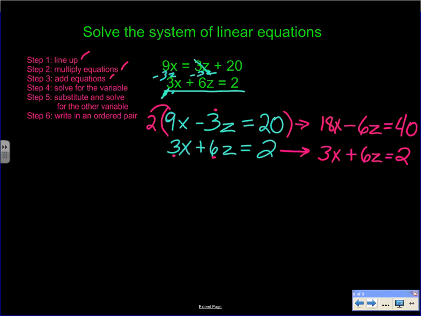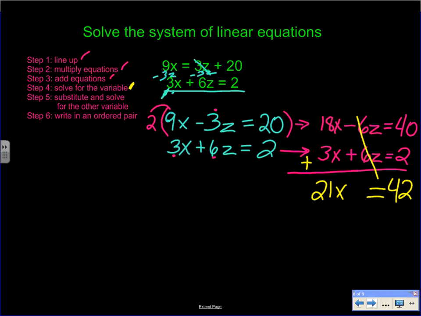Step number 3, add the equations. So we can go ahead and add the equations. Bringing back yellow. Here we go. 18x plus 3x is 21x. There you go. Negative 6z plus positive 6z is 0z. And 40 plus 2, 42. That would be what you have.